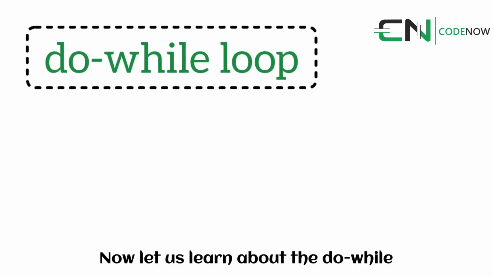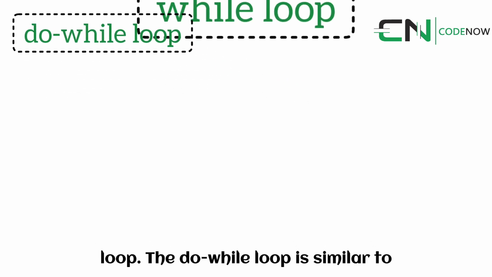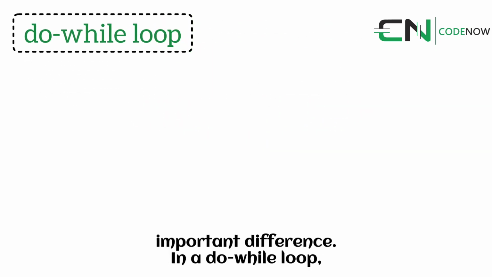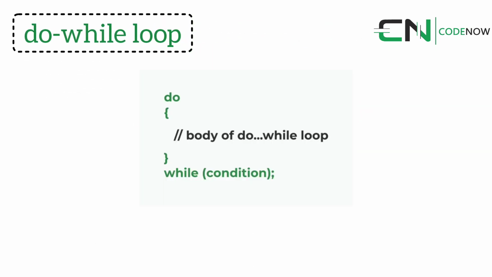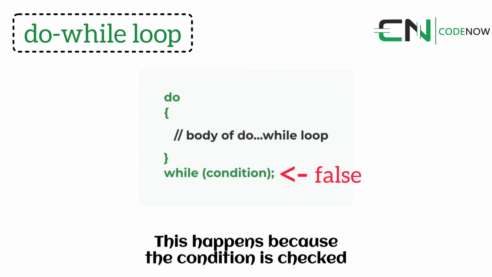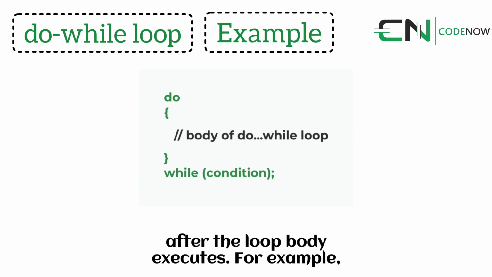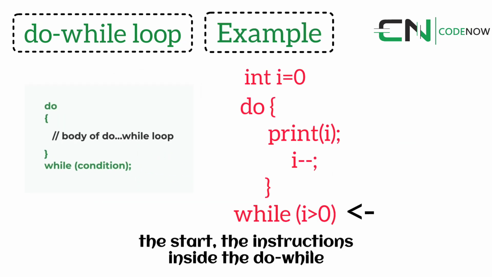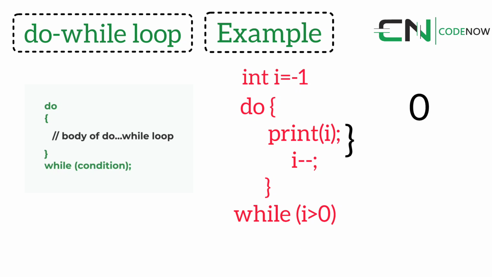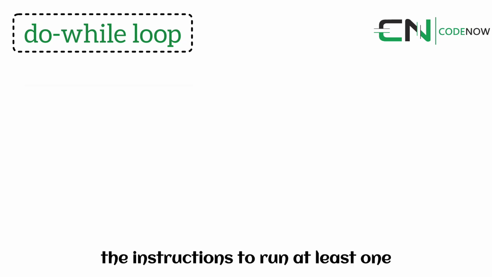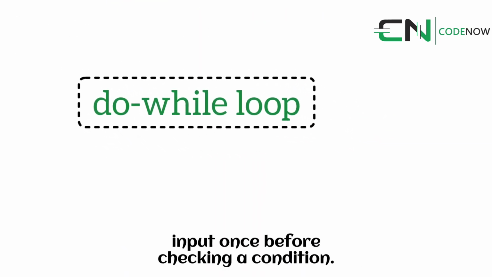Now let us learn about the do-while loop. The do-while loop is similar to the while loop, but there is one important difference. In a do-while loop, the loop body executes at least once, even if the condition is false. This happens because the condition is checked after the loop body executes. For example, even if a condition is false at the start, the instructions inside the do-while loop will run once and then stop. This loop is useful when we want the instructions to run at least one time, such as showing a menu or taking input once before checking a condition.